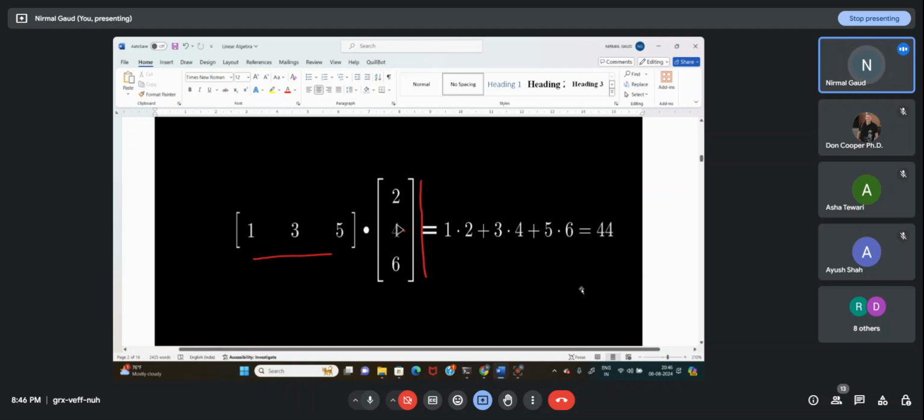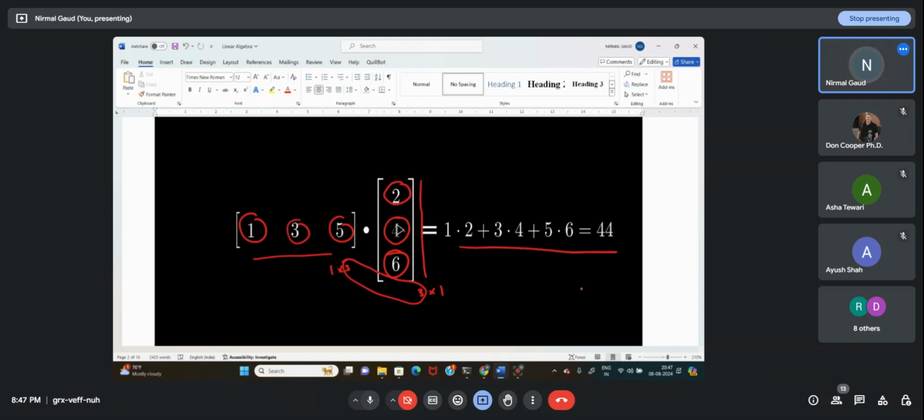So this is what the property says. If I represent them according to the shape, this one has one row and three columns, and this one has three rows and one column. Since these inner dimensions are equal, only then can we perform the multiplication. It's according to the property. So how does the multiplication go? 1 multiplied by 2 plus 3 multiplied by 4 plus 5 multiplied by 6. The answer is 44. This is how you perform the dot product.